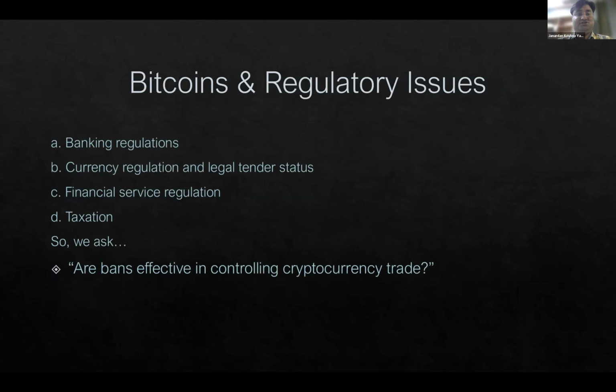Banking and regulatory issues also affect cryptocurrency policies and how they will be looked at. These include banking regulations in the country, currency regulations, the legal tender status of various cryptocurrencies, financial service regulations, and taxation policies for these kinds of financial gains and transactions. So we asked this very important question: are bans effective in controlling cryptocurrency trade? That's where we started.